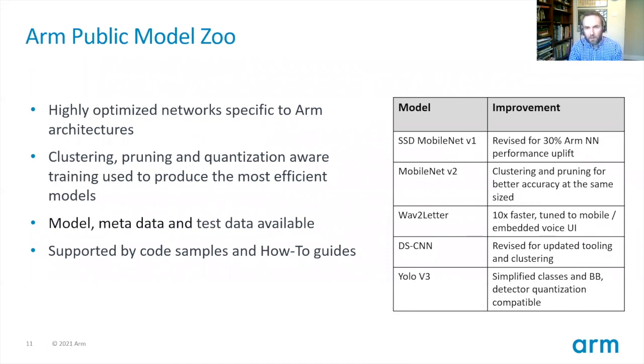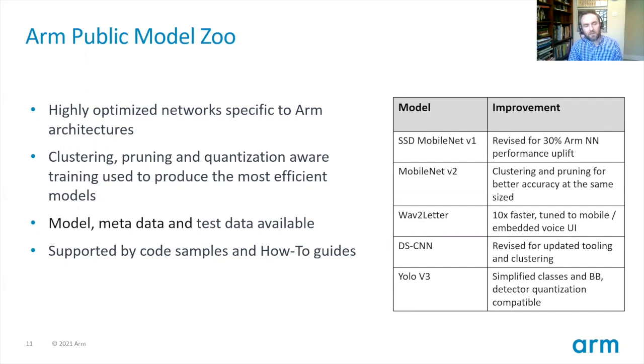The next thing I'd like to mention is the ARM public model zoo. Within ARM, we have a large collection of models across a broad range of categories. And we felt it was time to launch a public model zoo, which exposed some of these models to the public. These are highly optimized networks specific to ARM architectures. Using clustering, pruning, and quantization-aware training, we get the most efficient models. The model zoo is located on GitHub, and there we provide the model, the metadata, and the test data, and the class labels coming soon as well. So it's all there for you to get up and running.